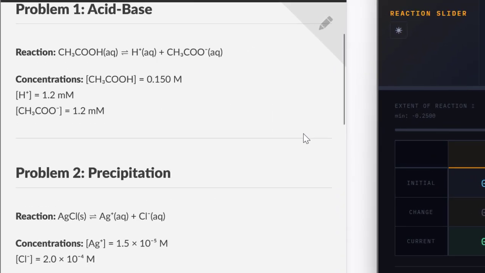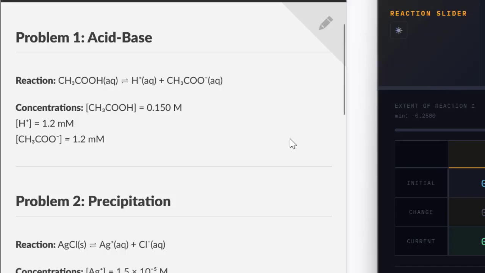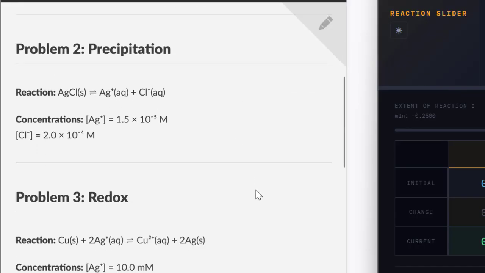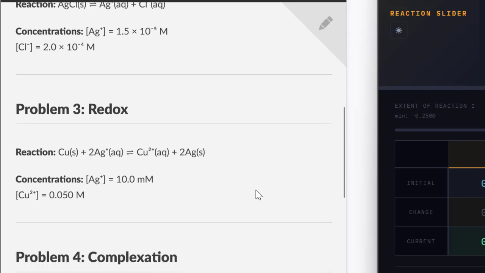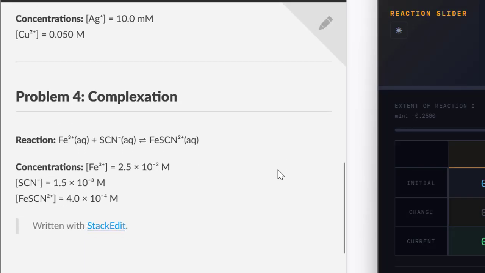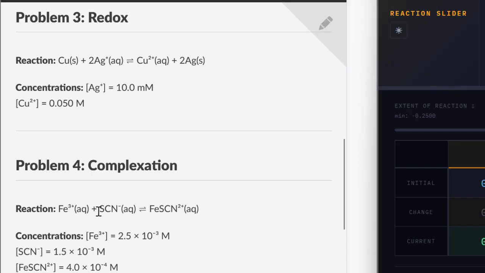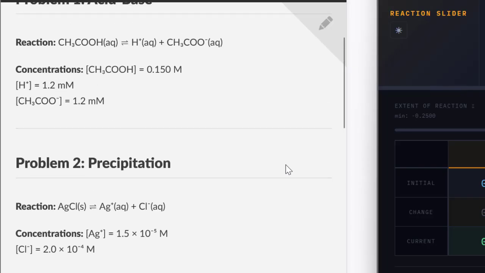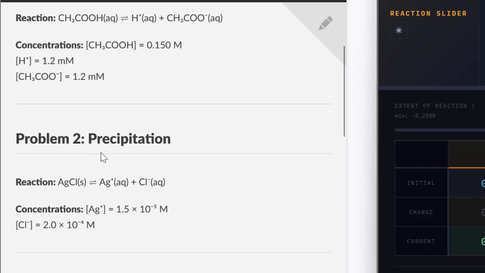Okay, so I have a couple of different problems here. The precipitation one is interesting because it has a solid in there. Otherwise, some of them use millimolar, so be careful there that you're consistent with your units. And this might actually be a reaction that you're doing in lab, if we ever have lab again. Okay, so let's start out with the precipitation reaction.